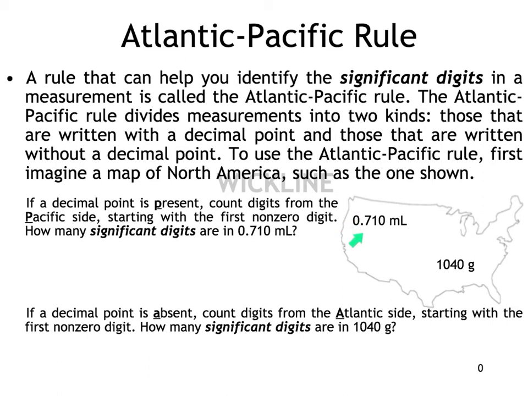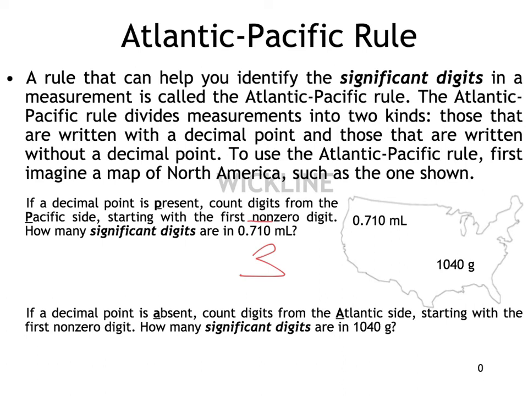So, for instance, right here, this number, we have a decimal point which is present. The P is going to clue you into it's the Pacific, and the Pacific is, of course, on the left-hand side of the U.S. So when I look at this number, present, go over to the Pacific, and you start counting with the first non-zero digit. That skips the 0 and starts at the 7. And then you just count until the end. 1, 2, 3. So that value has 3 significant digits, and I'll put an overbar just for clarity.